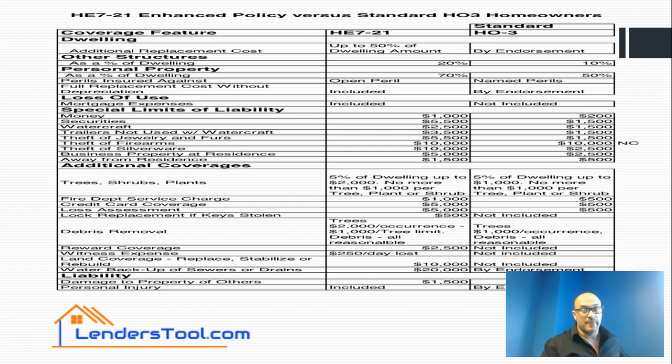You'll see that your business property at residence coverage is doubled. For a lot of clients, that can be a big deal if you've got a good laptop that you bring home, things of that nature. And then your coverage for being away from residence is going to be tripled, things of that nature. So for additional coverage, you'll see shrubs, plants, fire department coverage, all this kind of different stuff. It's going to be far more comprehensive on the HE7 across all the different ancillary coverages than you'll see on an HO3.